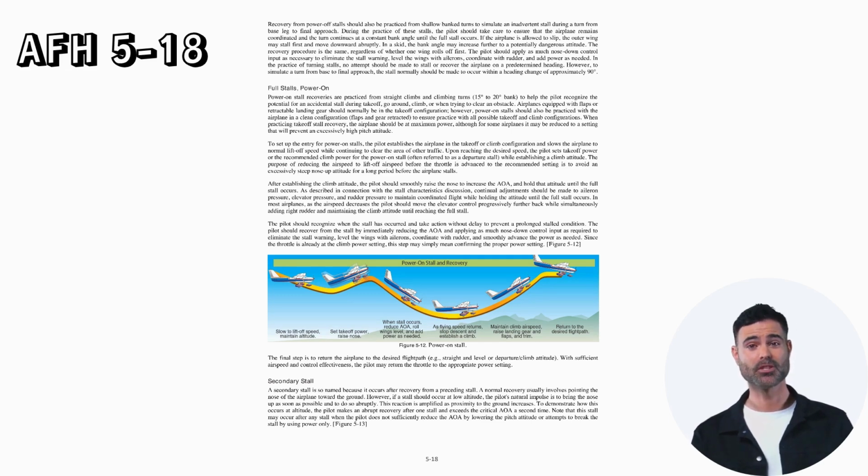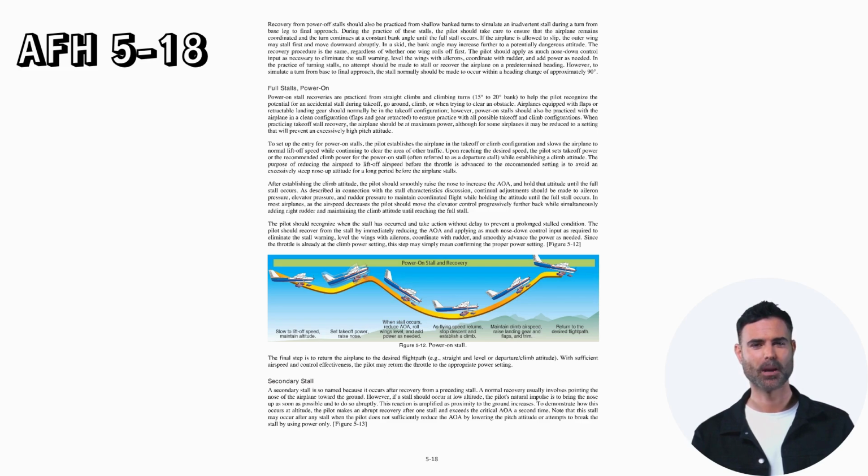The recovery procedure is the same, regardless of whether one wing rolls off first. The pilot should apply as much nose-down control input as necessary to eliminate the stall warning, level the wings with ailerons, coordinate with rudder, and add power as needed. In the practice of turning stalls, no attempt should be made to stall or recover the airplane on a predetermined heading. However, to simulate a turn from base to final approach, the stall normally should be made to occur within a heading change of approximately 90 degrees.